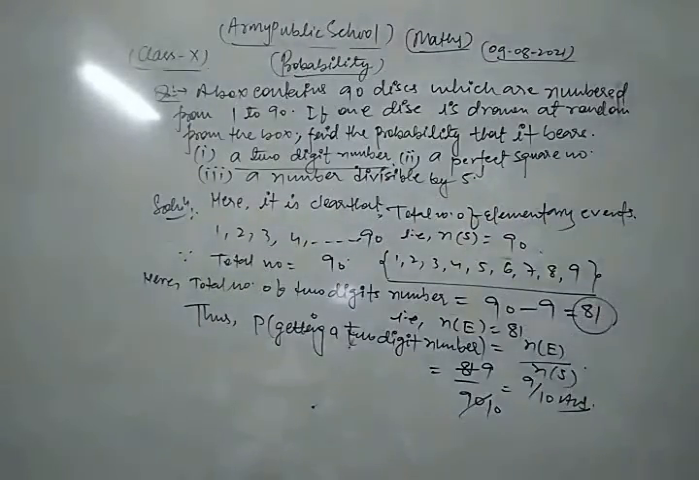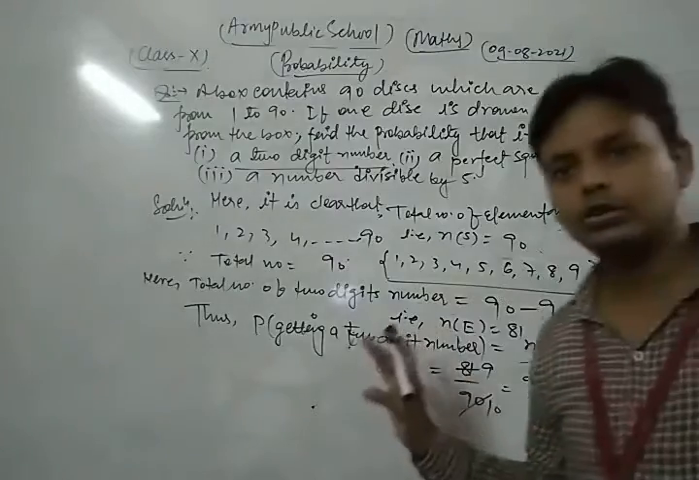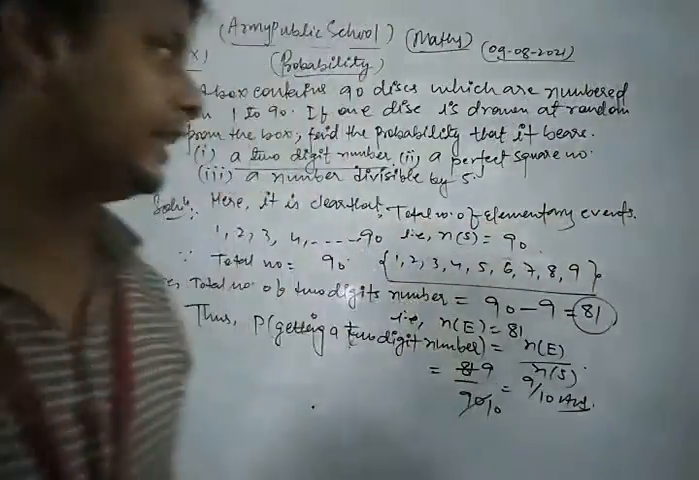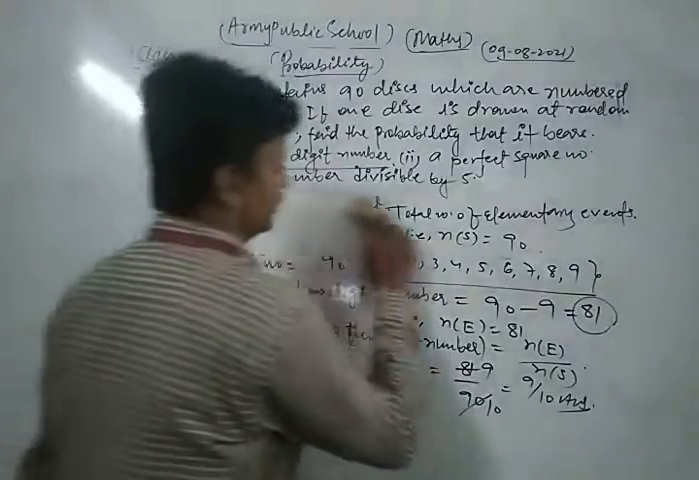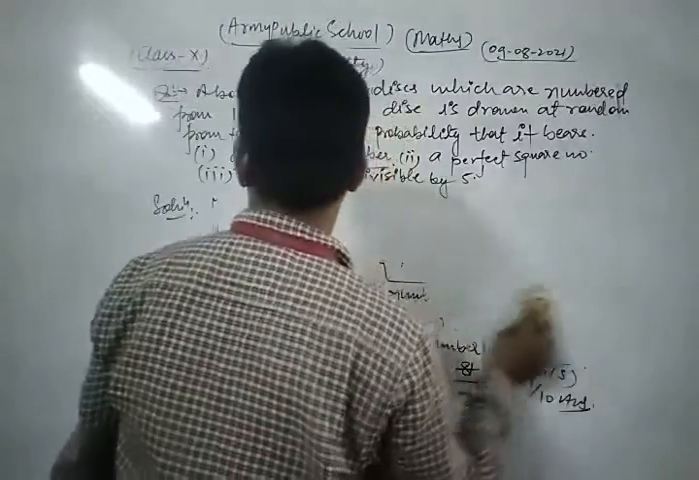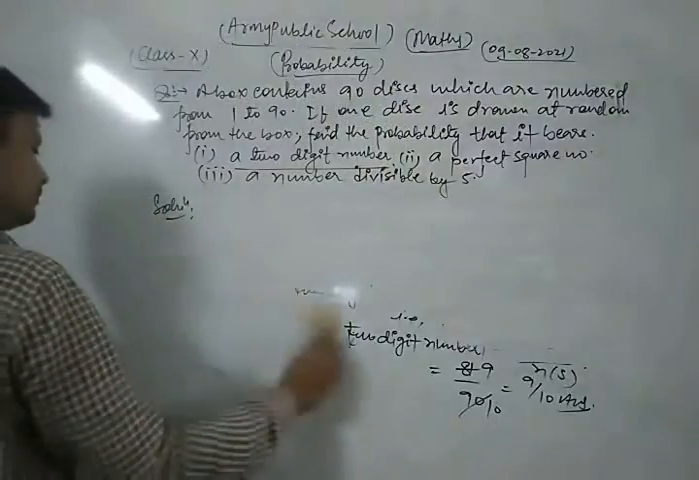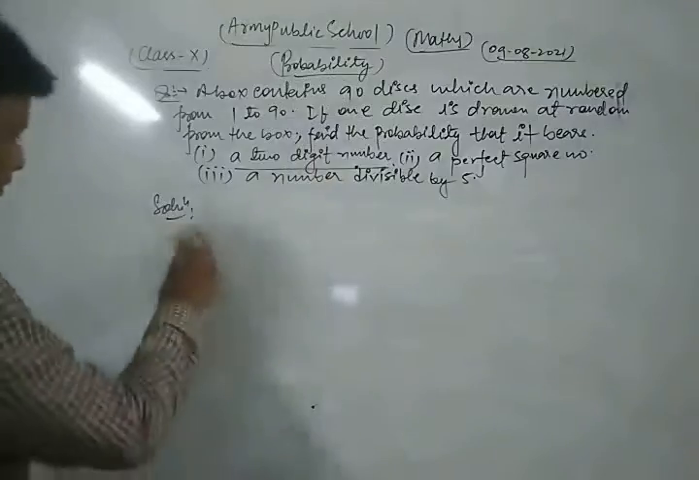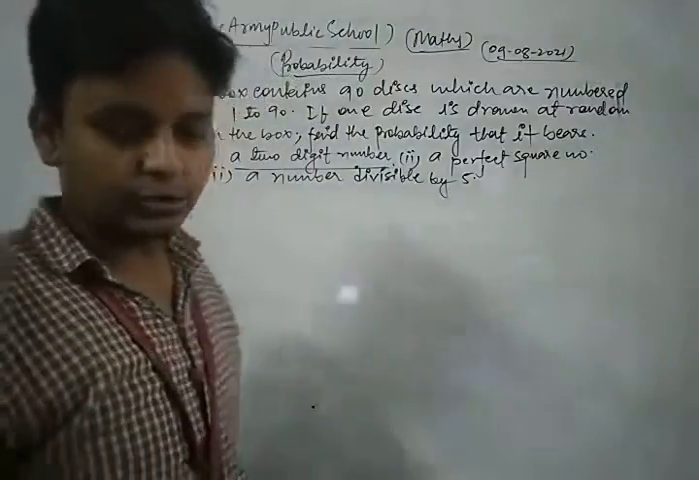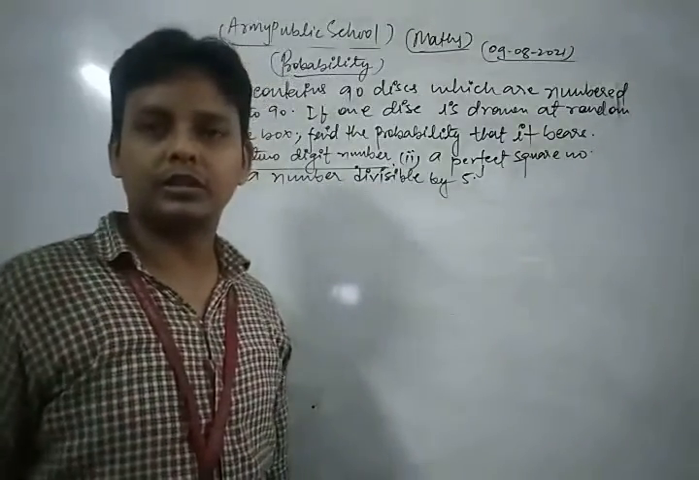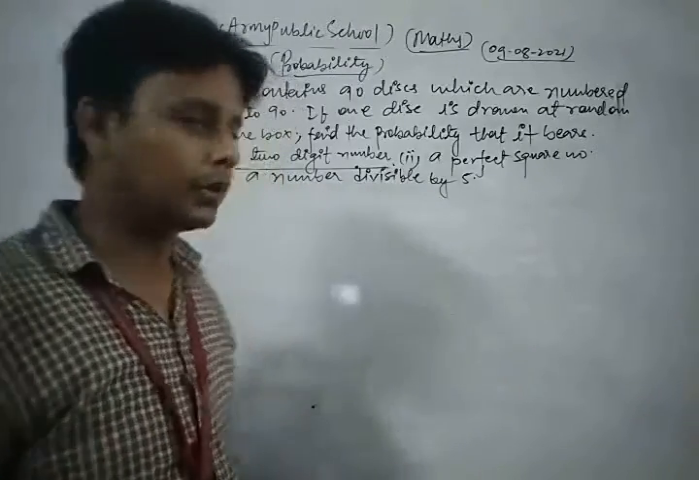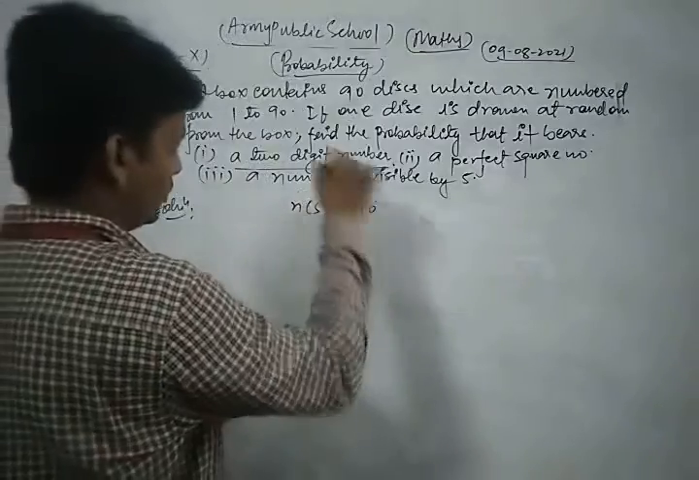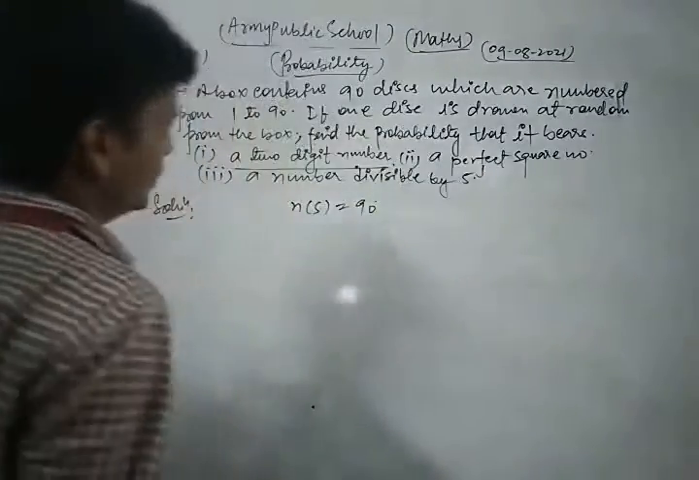Okay, so now dear students, clear the concept of this question. This is a very important question of your syllabus. Now we take and solve the second part of this question. For all parts of these questions, we take the total number of possible outcomes as 90. Okay, now we take the second part of this question.